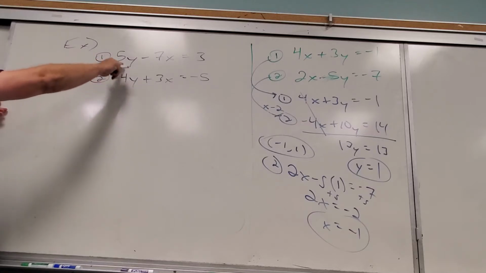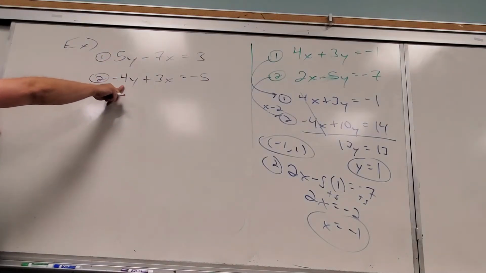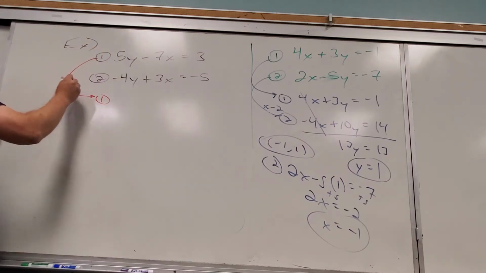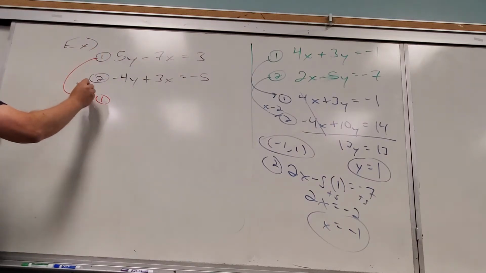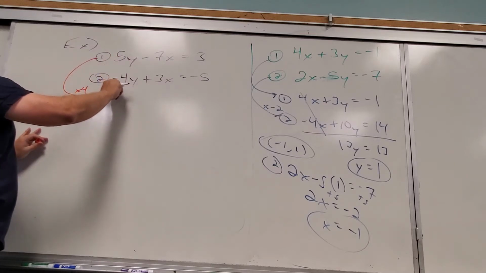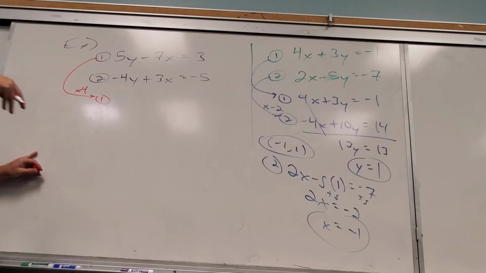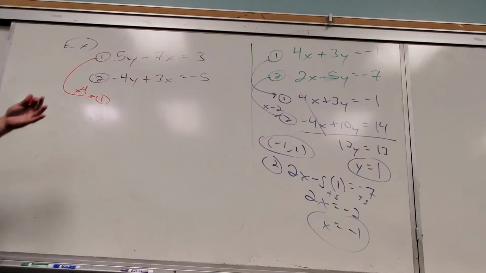So LCD of 5 and 4 would be 20. So what do you got to multiply him by? 4. And the nice thing is they already have different signs. If they were both positive, you have to multiply one of them by a negative so that they will cancel when you add. I like it.